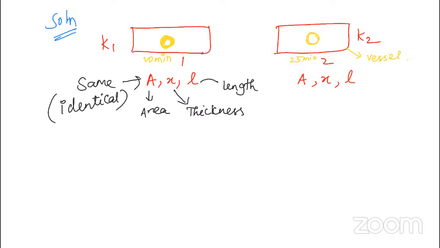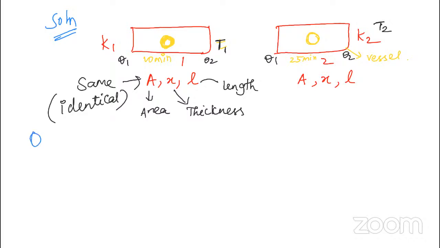Let us now relate this. Here it is K1, here it is K2. The time taken we take as T1 for the first vessel and T2 for the second vessel. At the ends we take temperatures theta 1 and theta 2, and here also theta 1 and theta 2. So I write the expression for both of them.